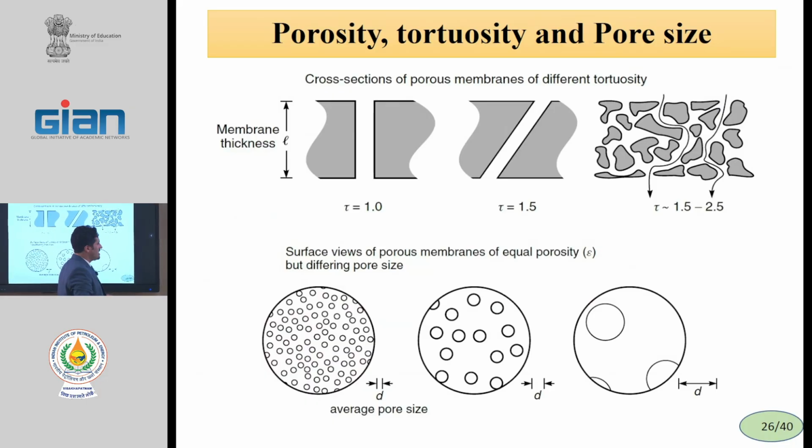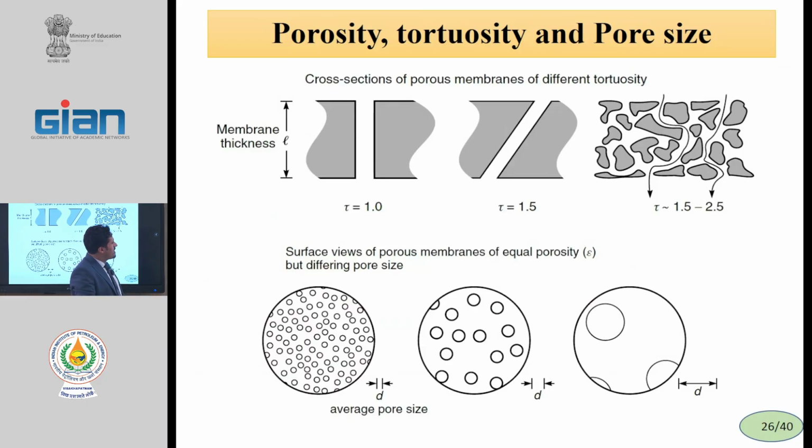The second problem is the use of overall porosity or surface porosity in the Hagen-Poiseuille equation. In Hagen-Poiseuille, we must use surface porosity. Overall porosity influences the flux, but the important parameter is surface porosity.